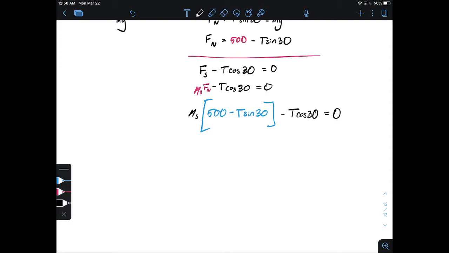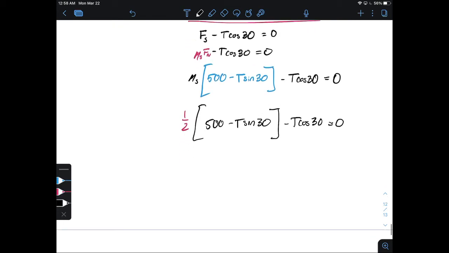So now we're going to substitute mu sub s. I'm just going to say 1/2 times this big thing, 500 minus t sine 30, and then minus t cosine 30 equals 0. So now we've got a nice distribution: 250 minus 1/2 t sine 30 minus t cosine 30.